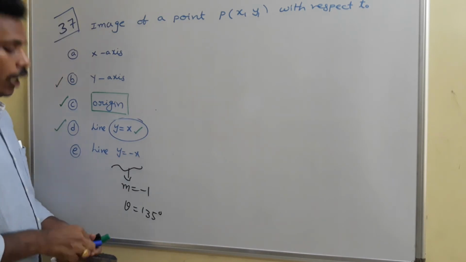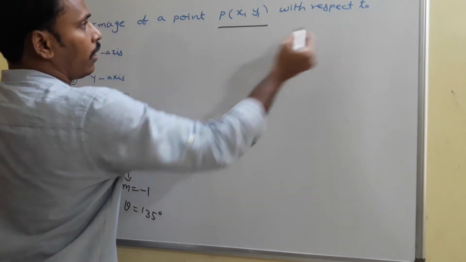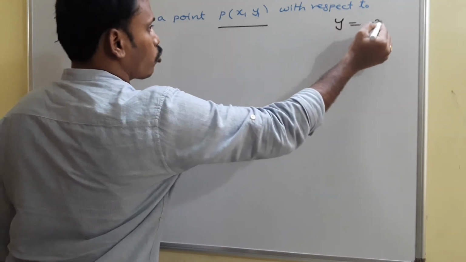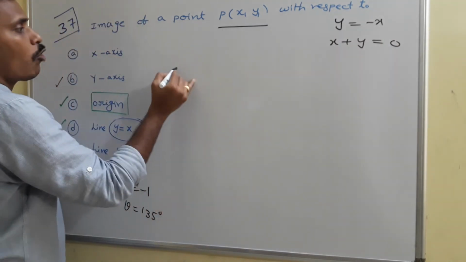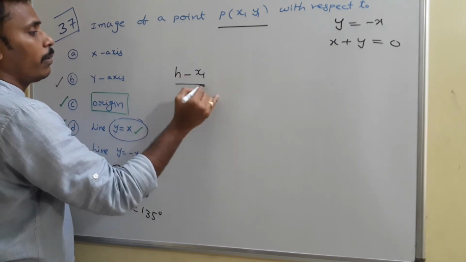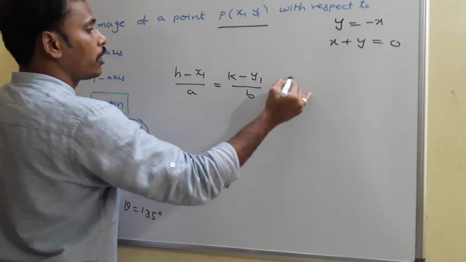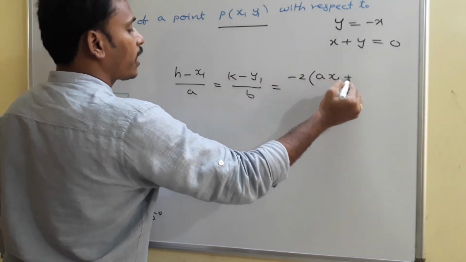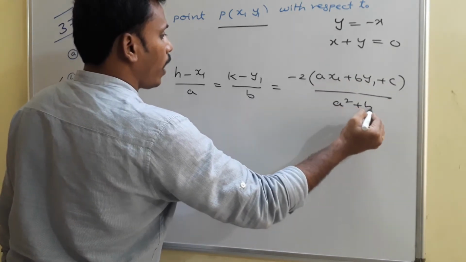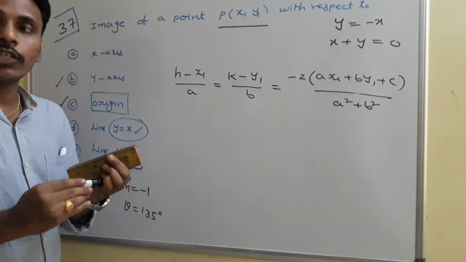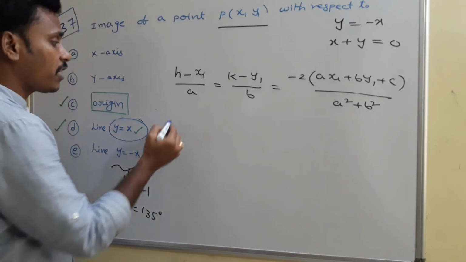See, I need to find the image of this particular point (x1, y1) with respect to the line y is equal to minus x. If I rewrite it, it becomes x plus y is equal to 0. See now, my formula is (h minus x1) by a is equal to (k minus y1) by b is equal to minus 2 of (a x1 plus b y1 plus c) divided by (a square plus b square). Here (x1, y1) is the given point, and (h, k) is the required point.